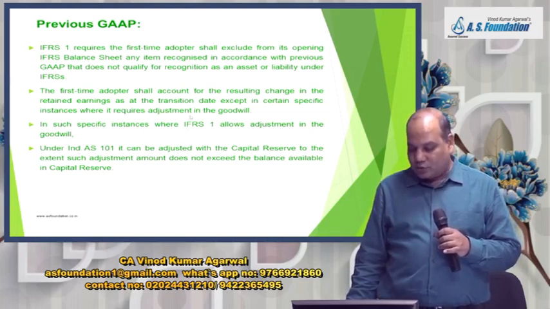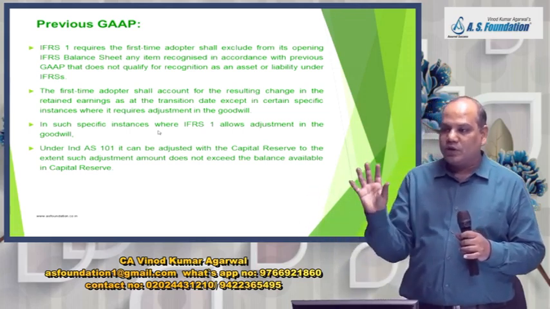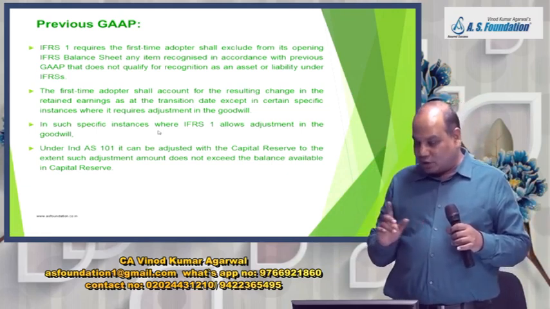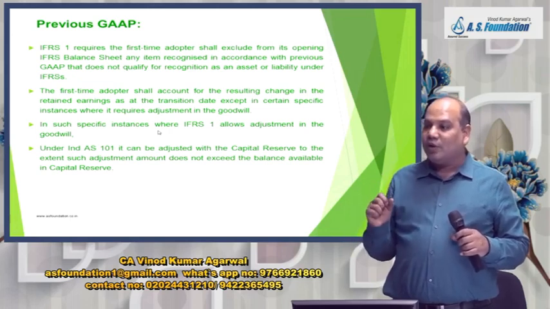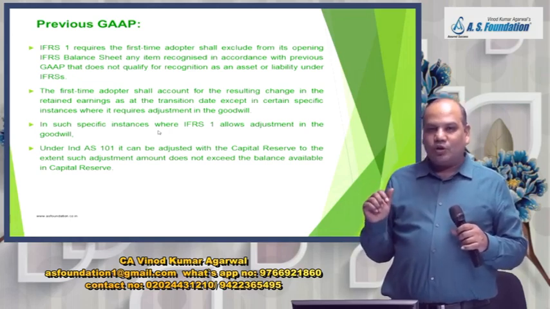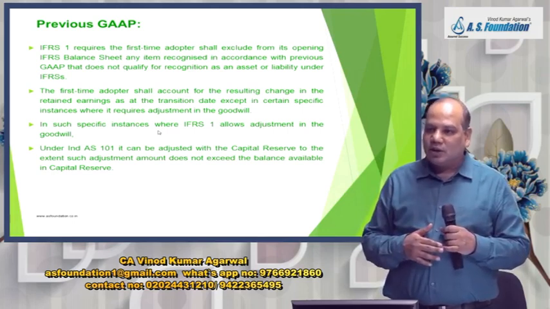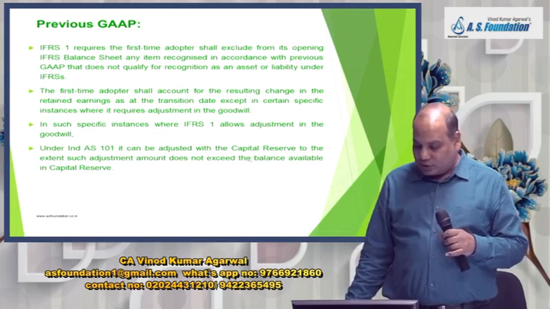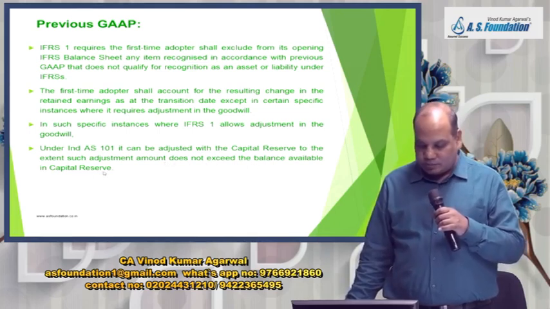Under Ind AS 101, now under IFRS 1, there can be adjustment only in goodwill for some item. That may be because of business combination related matter. But in India, we create a reserve called capital reserve. The concept of capital reserve is not there in IFRS. So here we can also adjust in capital reserve to the extent such adjustment amount does not exceed the balance available in capital reserve.